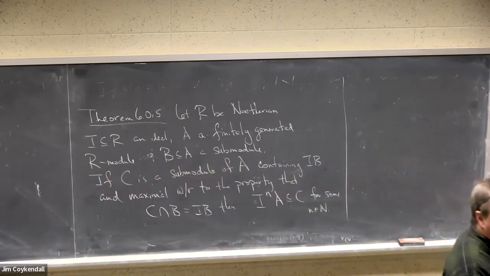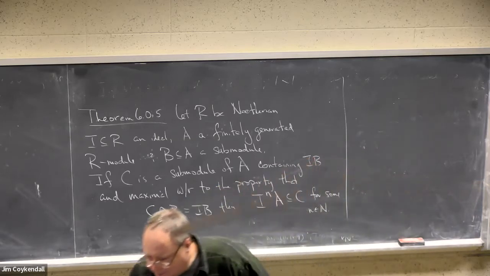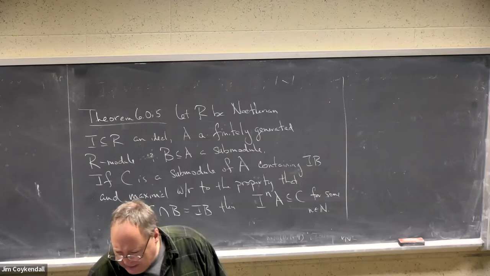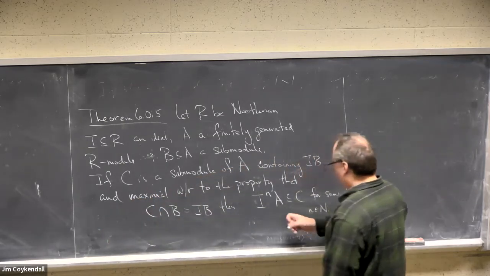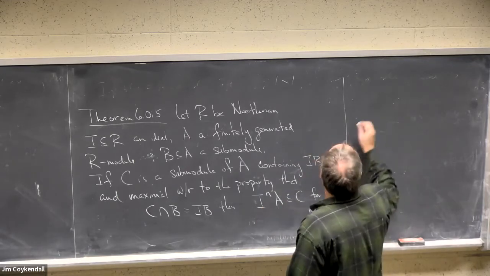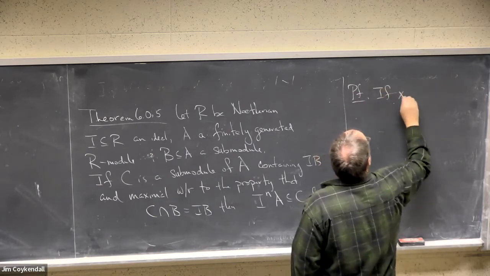You can actually use Noetherianness or a Zorn's lemma argument to show that such a C must exist, as a matter of fact. Let's go through the proof of this. So of course, what we want to do is show that I to the n power times A is in C.